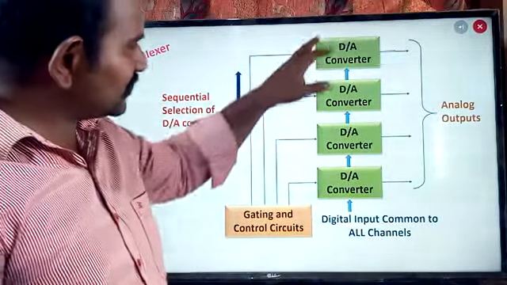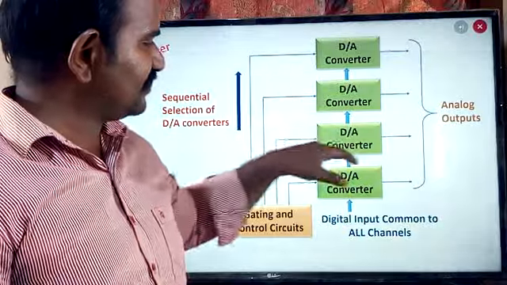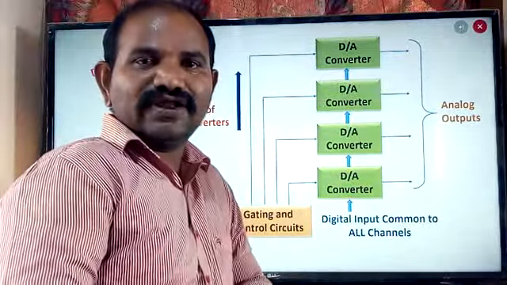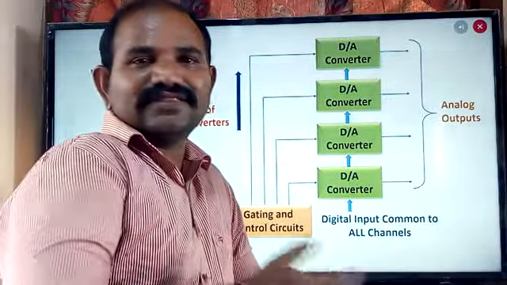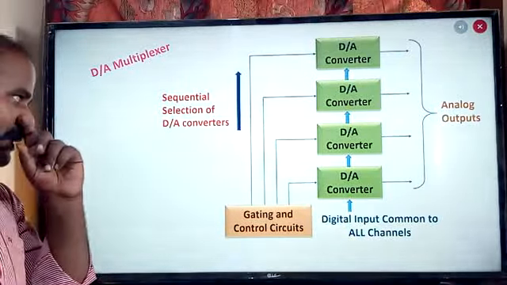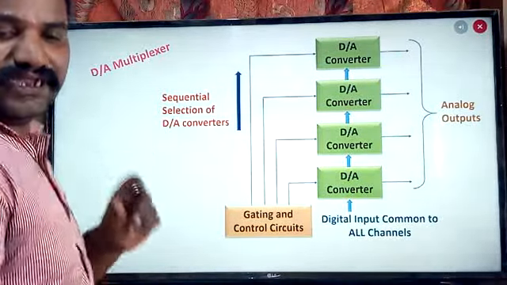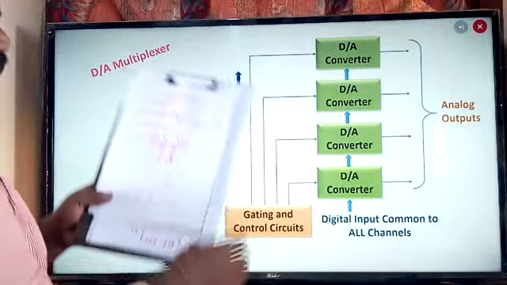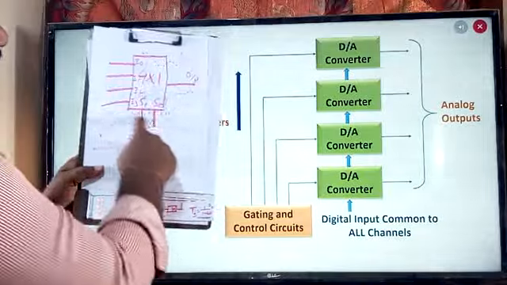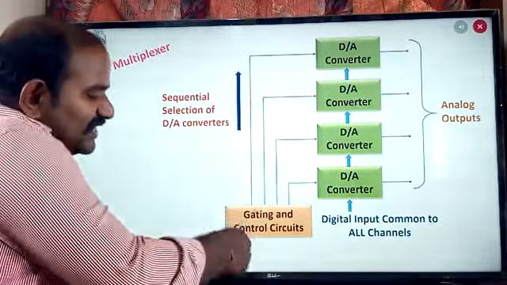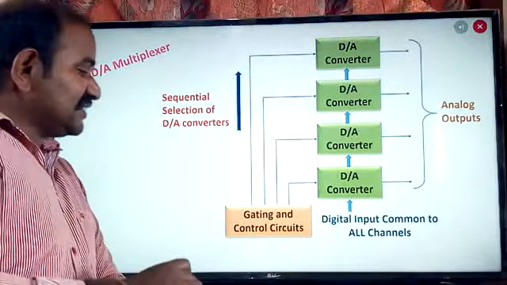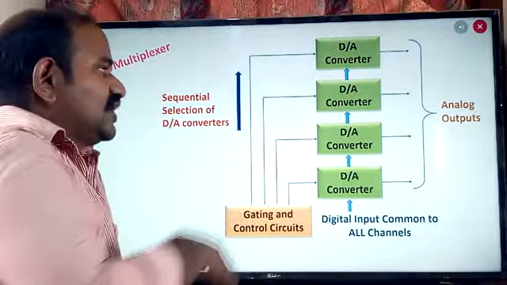One is using a separate DA converter for each and every channel, and another one is using only one single DA converter to form the digital to analog multiplexer. So here, in order to perform the multiplexer, we are supposed to choose one out of many. That is going to be done by the selection lines. Similar to this selection line process, here we are having the gating and control unit. This gating and control unit takes the responsibility to choose one channel out of many.